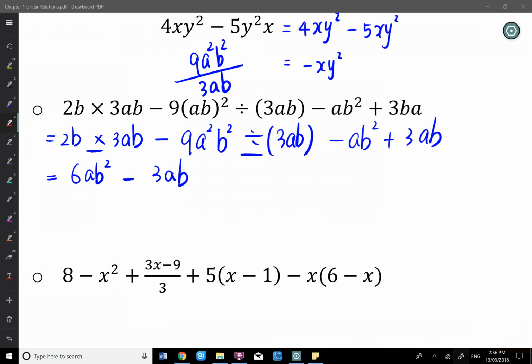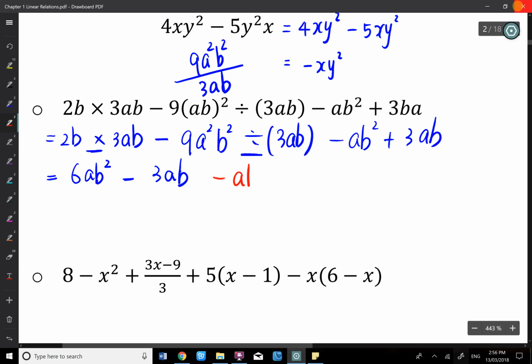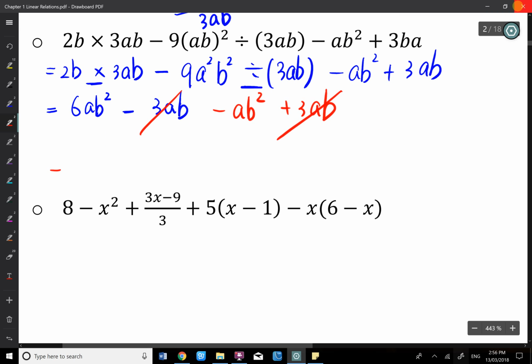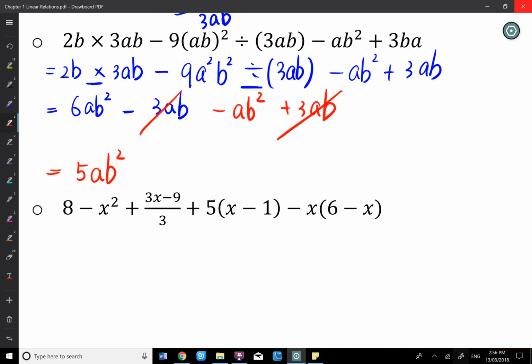And then we have minus ab squared plus 3ab. Well, minus 3ab and plus 3ab, they just get cancelled. That's 5ab squared. Not like you can't evaluate this because you put the 3 terms over another 3 terms. That's the problem. And I see half of the class did the same thing.